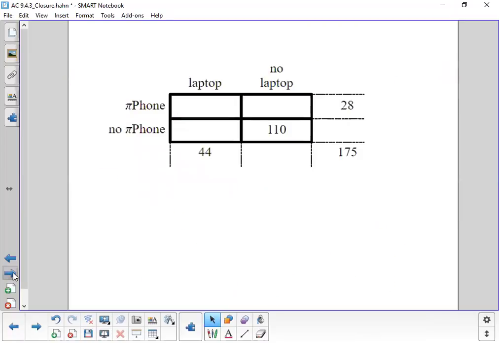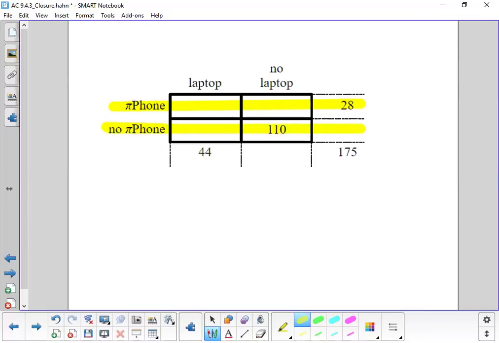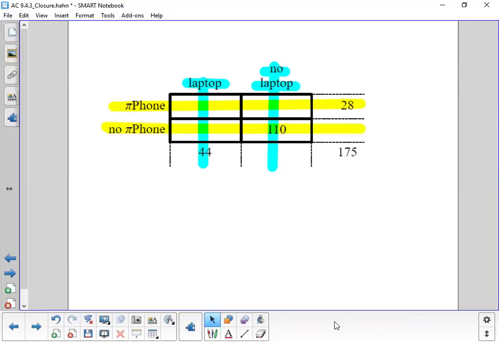We're going to do the same problem, but we are going to use what is called a two-way table. So you can see here my two-way table. I've got PiPhone and no PiPhone as one of my options here. I'm going to have one row for all of the PiPhones and one row for all of the non-PiPhones. And then I also have laptop and no laptop, and these are going to go in a column. So this is kind of what our two-way table looks like.